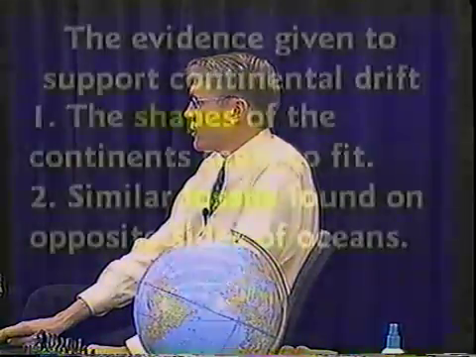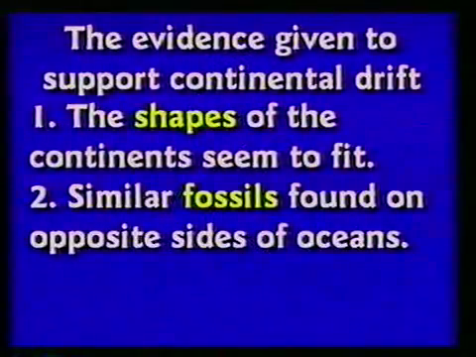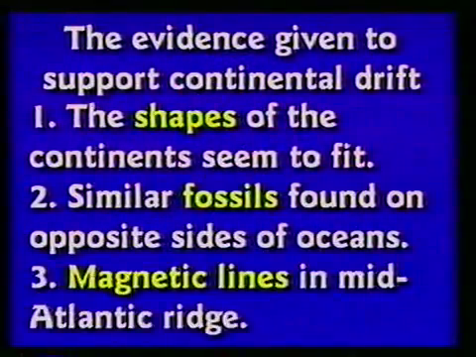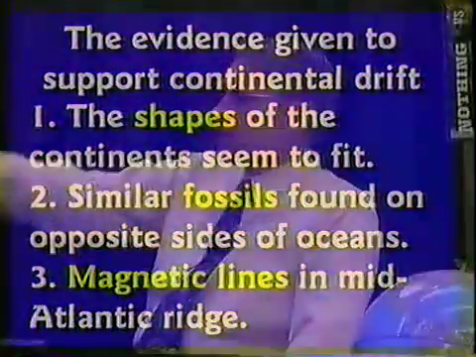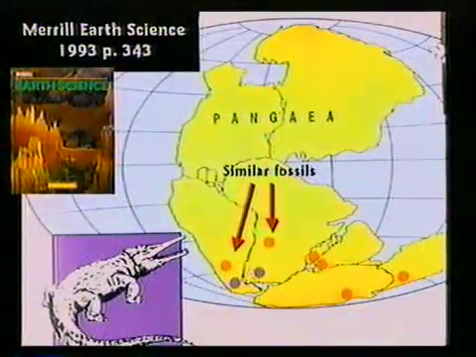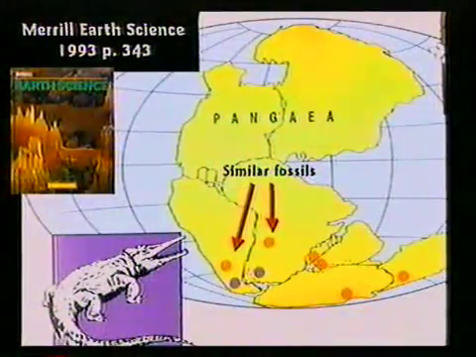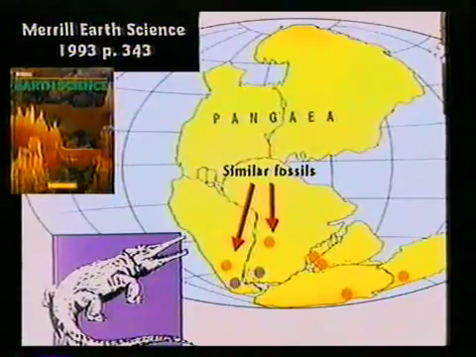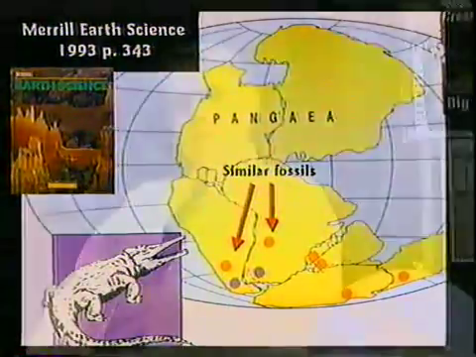They will say the shapes of the continents seem to fit. Similar fossils are found on opposite sides of the oceans, and there are magnetic reversals in lines in the mid-Atlantic ridge. They will point out, like this map does, showing the 2 red dots across in Africa and South America. They say, see, we find these same kind of fossils on opposite sides of the ocean. Yeah? What does that prove? Does that prove the continents drifted apart, or could it prove there was a worldwide flood and those animals drowned and traveled just about anywhere all over the world?